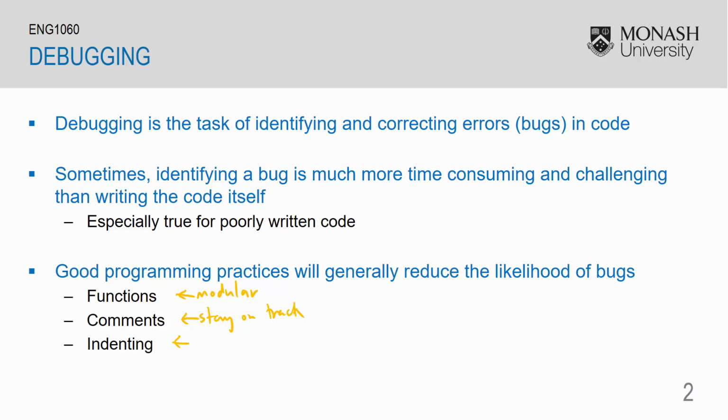Indenting allows us to visualize the structure of the code much more readily. Pseudocode allows us to organize our thoughts and plan our coding. And lastly, descriptive variable names allow us to readily read our code and make it flow.